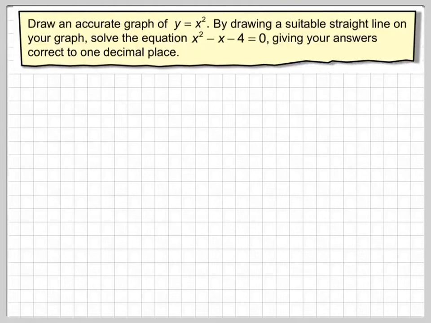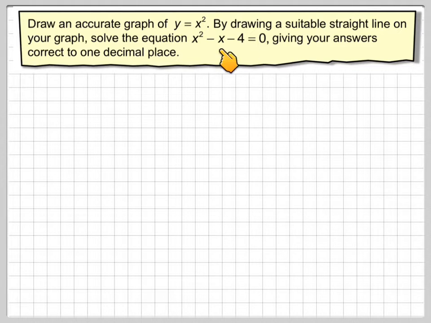In this video I'm going to show you how to use a simple graph of y is equal to x squared in order to solve a more complicated quadratic equation. It says draw an accurate graph of y is equal to x squared. By drawing a suitable straight line on your graph, solve the equation x squared minus x minus 4 is equal to 0, giving your answer correct to one decimal place.